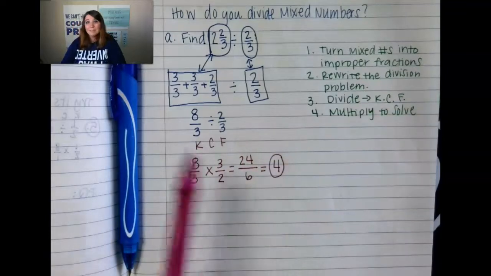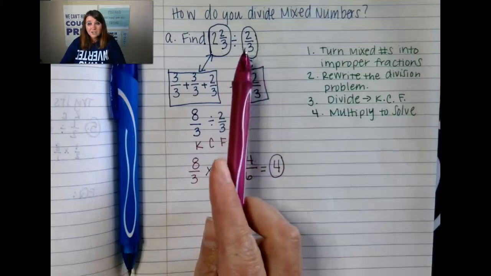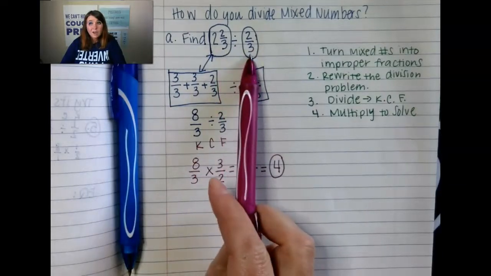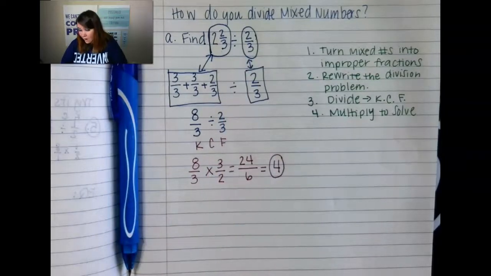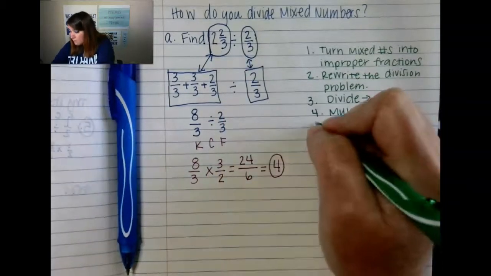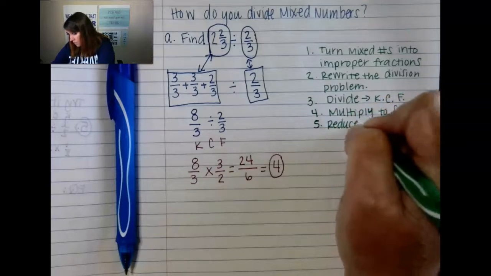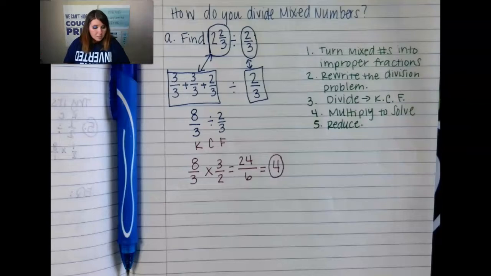So that means in this bag of flour that I had, I could get 4 servings out of it. So if my recipe called for 2/3, I would be able to get 4 servings out of there. That's awesome. So step 5, reduce. Boom, I am done.